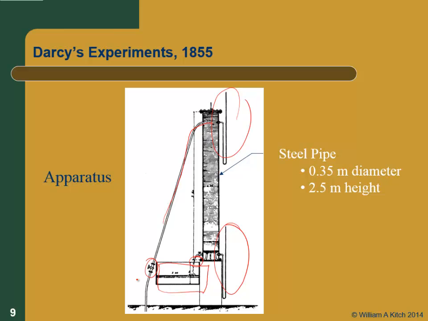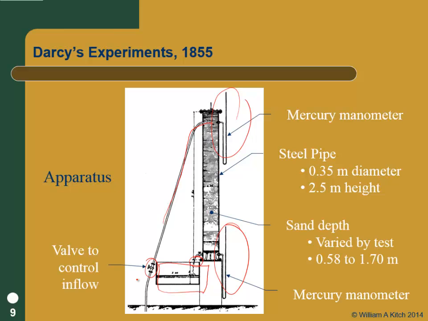It's quite a tall tank. He had mercury manometers at the top and the bottom to act as piezometers. And the sand in the tank, he varied in different depths, and he put different kinds of sand in, but the sand was about 0.6 to 1.7 meters thick. And then he used this valve over on the left-hand side to control the flow. So he was controlling Q, and then measuring heads. He wasn't controlling head and measuring Q. He was controlling Q and then measuring the head.